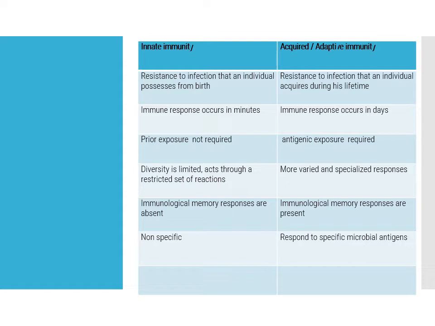In acquired immunity, your immune system will have a specific reaction to a specific antigen. So the response is specific, and it is dependent on memory cells.